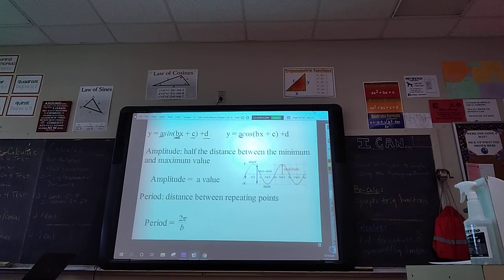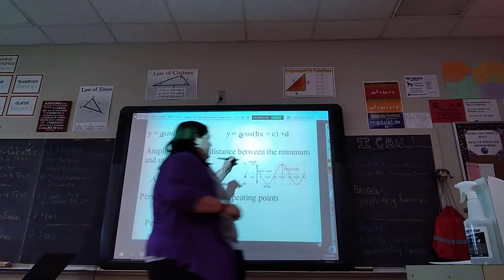So if you make that B value bigger, it's going to repeat faster. If you make that B number smaller, like a half or a third or something like that, it's going to take a lot longer for it to repeat. Okay? So again, you can adjust the period just by adjusting one number in the equation, and that's the B value.